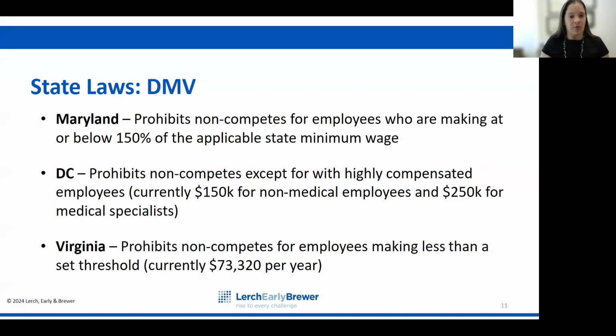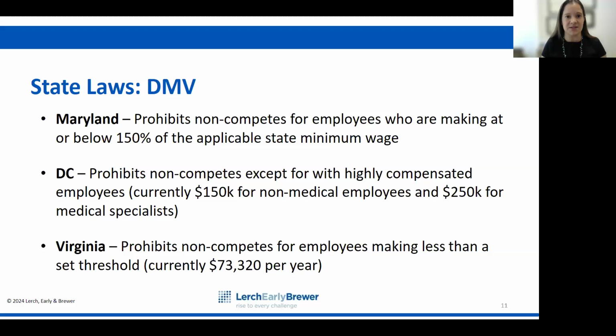So as far as the state laws, before we move off them, I just want to give you this as a resource. We do have restrictions in Maryland, DC, and Virginia as to who you can ask to sign a non-compete. Maryland prohibits non-competes for employees who are making at or below 150% of the state minimum wage at the time. That varies depending on the size and what year we're talking about. DC has a pretty restrictive law. It basically blanket prohibits non-competes except with highly compensated employees.